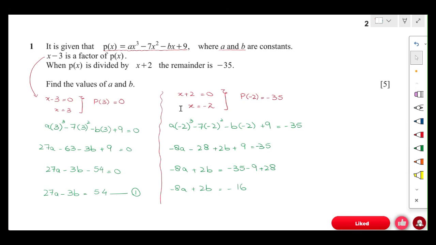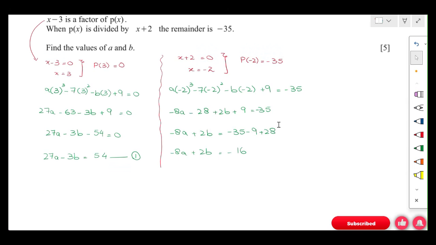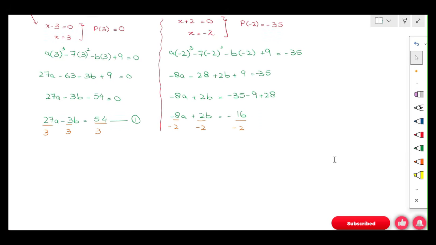Okay, so in order to simplify, we can simplify both equations by dividing. The first equation is divisible by 3 and the second equation is divisible by 2. 27 is divisible by 3, 3 is divisible by 3, and 54 is divisible by 3. The second equation is divisible by negative 2, because I want to keep the coefficient positive.